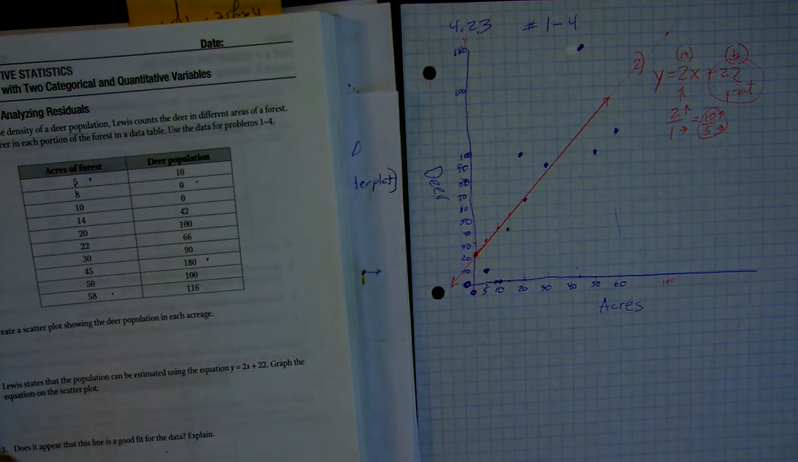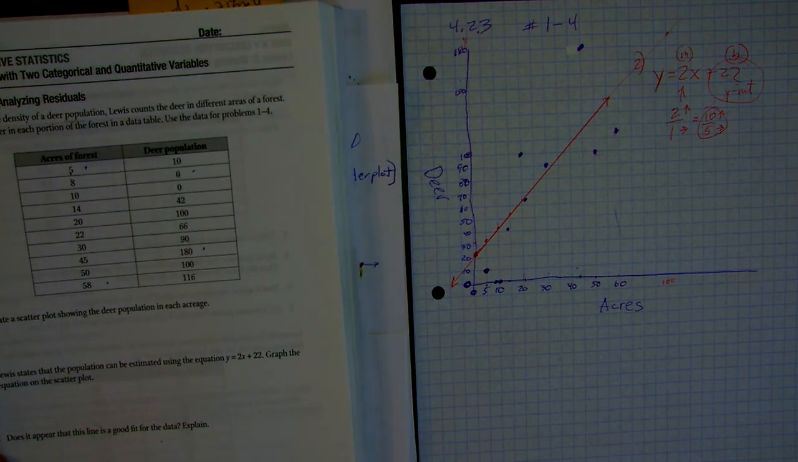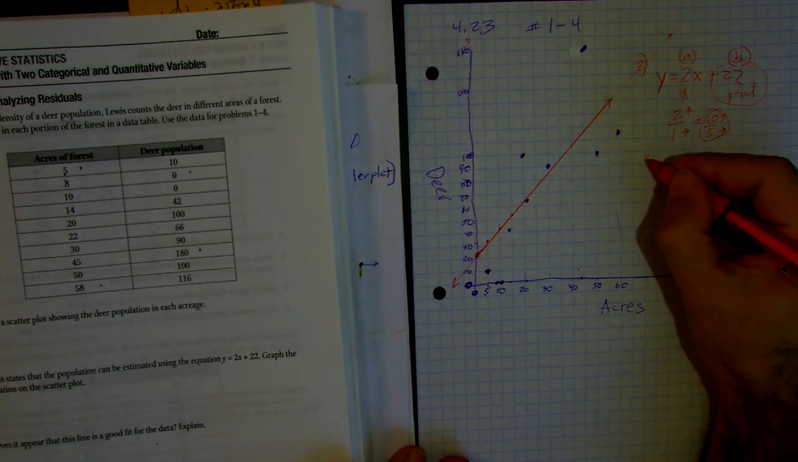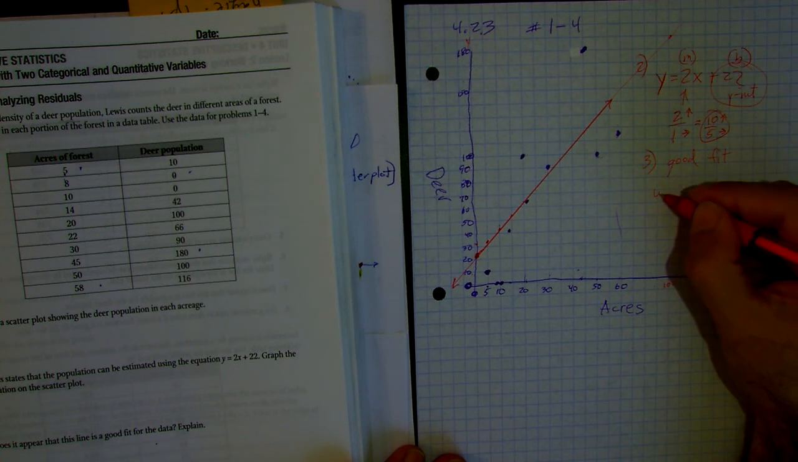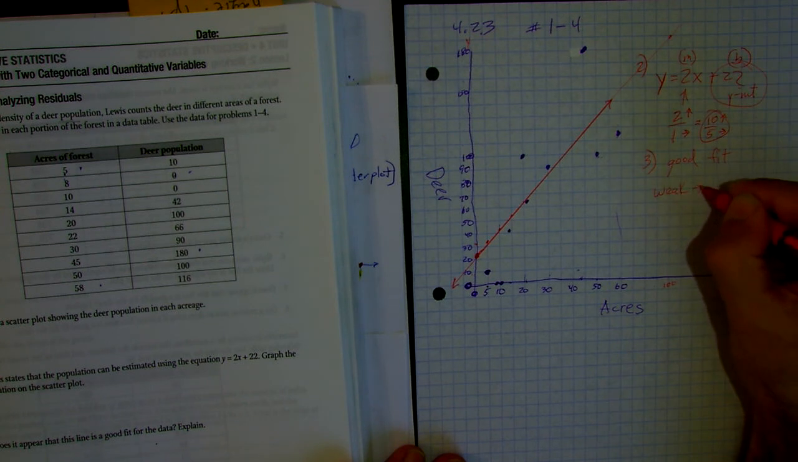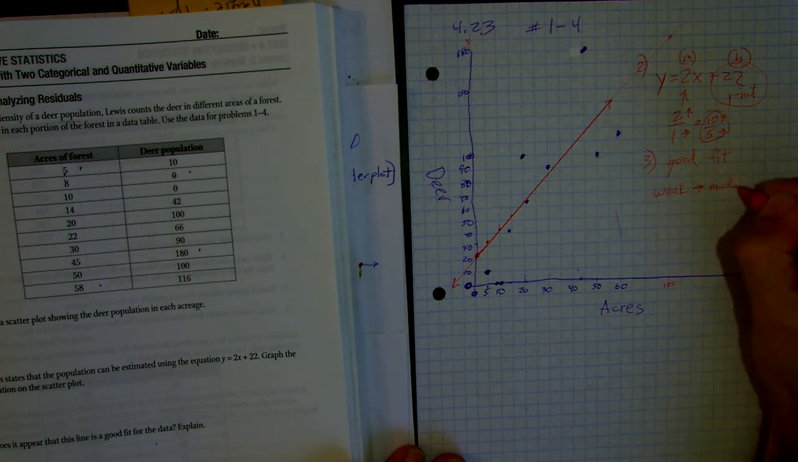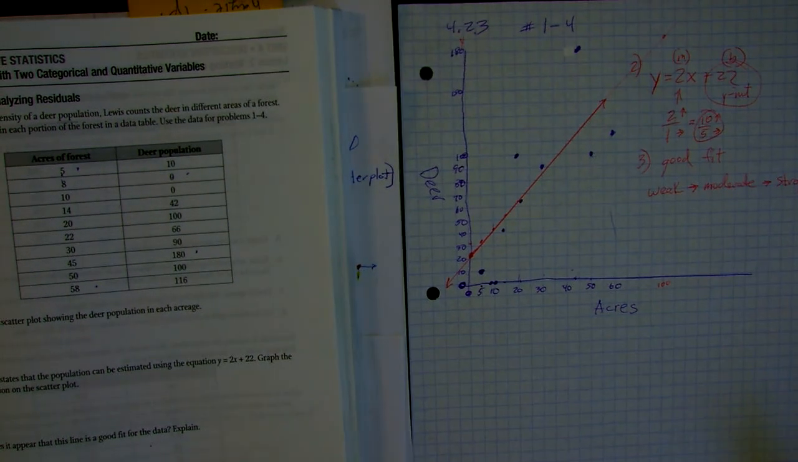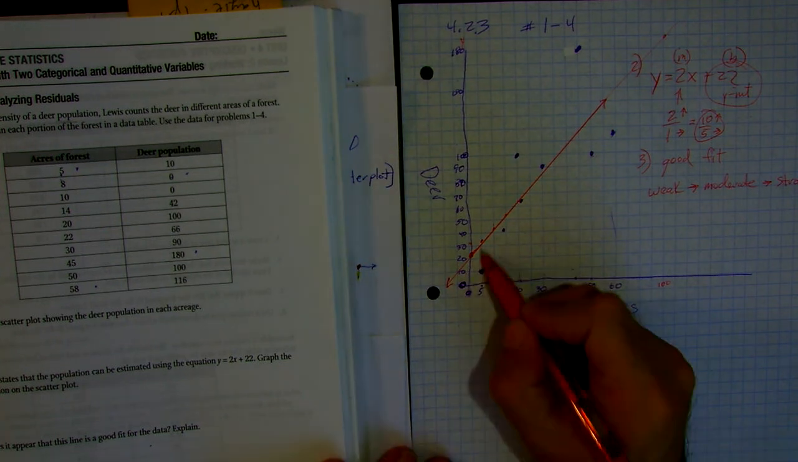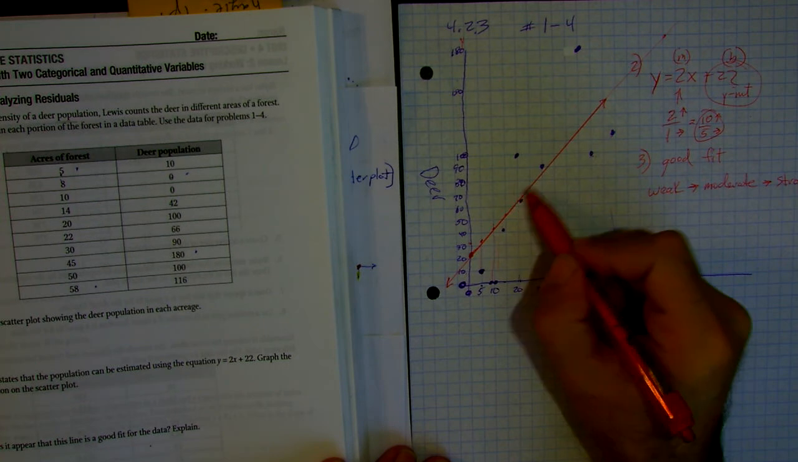Now step 3. Does it appear that this line is a good fit? Let's just do that over here. Good fit. And we'll do it like this. We're going to go weak, we're going to go moderate, or we're going to go strong. So, you know, it could be a combination of the two. If you're like, well, it's not strong, but it's not exactly weak, I'd say it's kind of a moderate fit. There's some that are close, but some are off pretty far, right? This one's off really far.